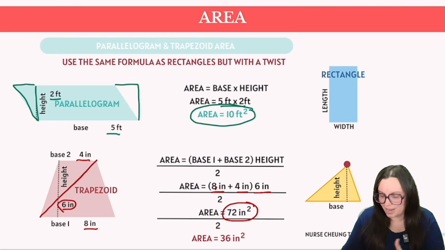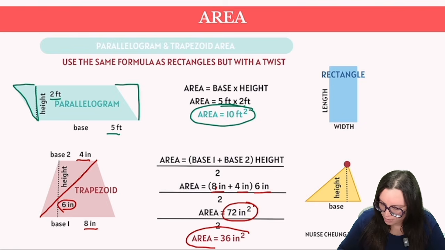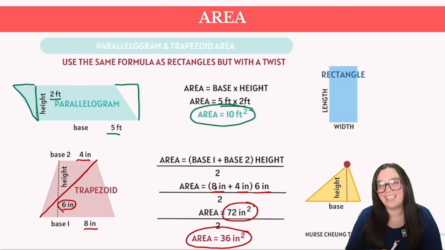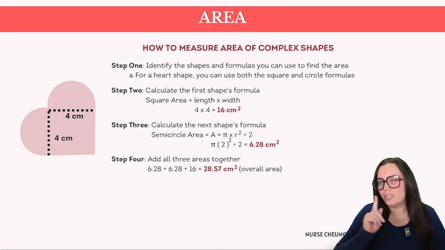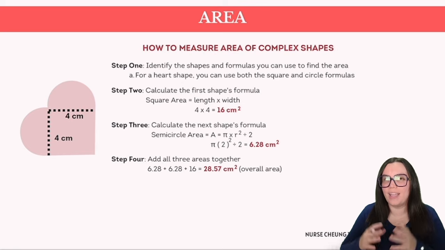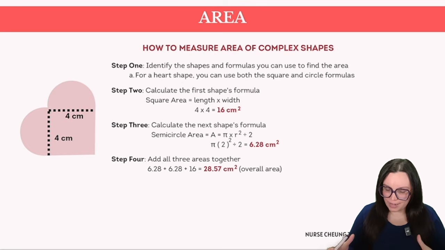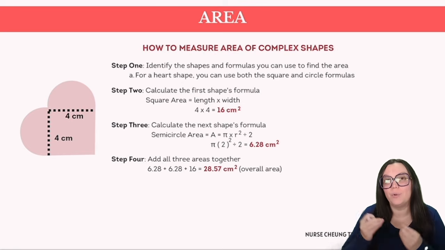And then we're just going to divide that by 2 to give us the overall area of our trapezoid as being area is equal to 36 inches squared. So let's take a look at one more example of a complex shape. So here we have a heart, and we're trying to figure out what the overall area of that heart is.